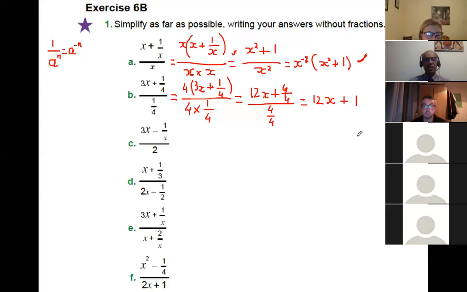So these are the things that we need to work on for fractions. So now try C yourself. Let me know how you got on. We did one with an x, one with a number. This time you've got an x, and the next one you've got a number.